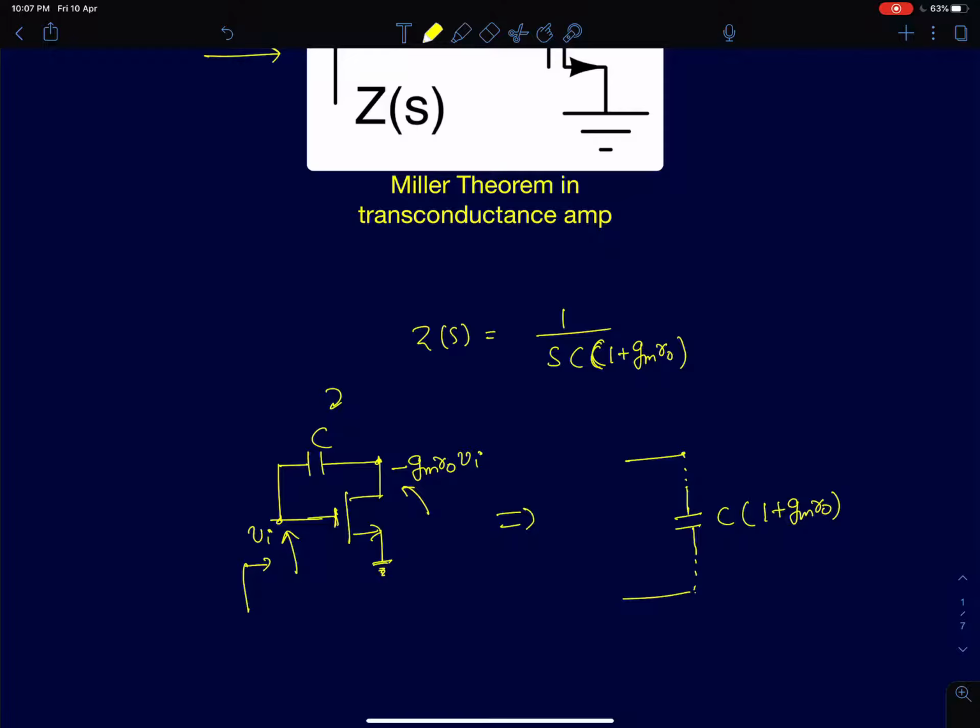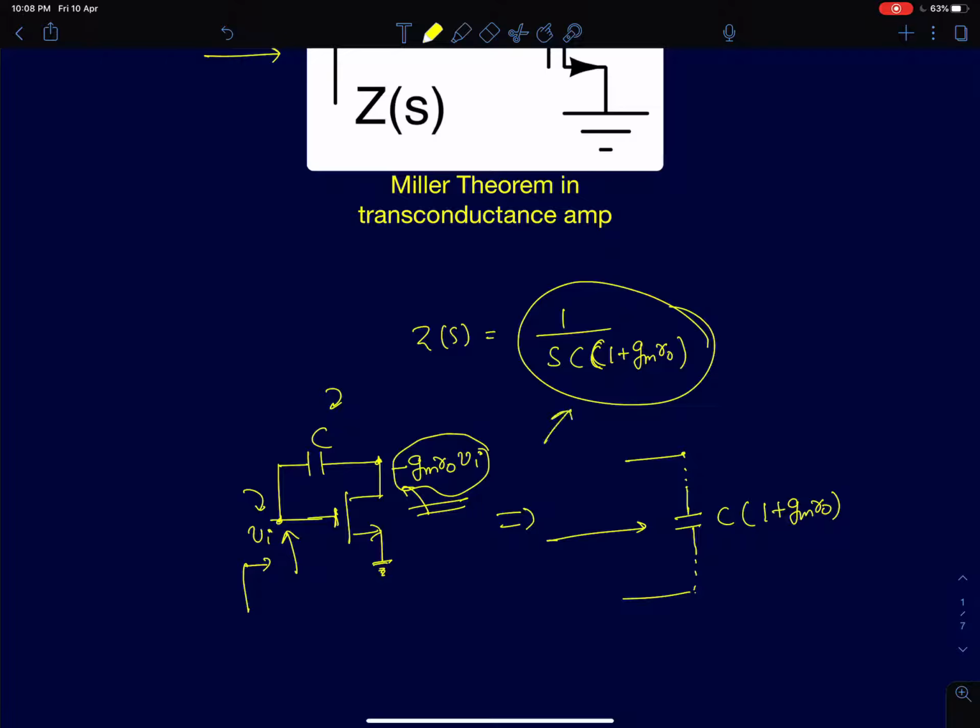Okay. So, if you want to apply Miller's theorem, you need to know the voltage at the input port here, which is Vi. At the output port, assuming the MOSFET has a finite output resistance given by R0, the gain is simply minus GM R0, and the input, as seen by the input, you will see an impedance given by this equation.